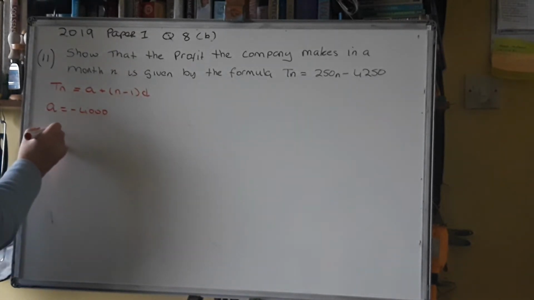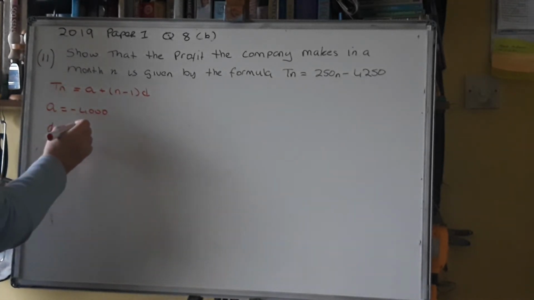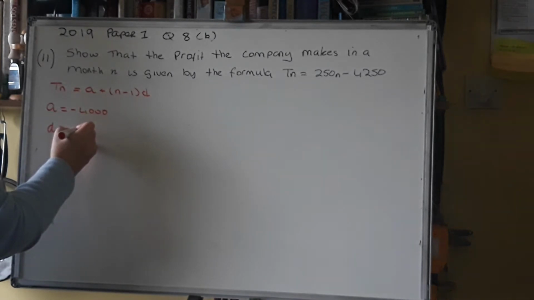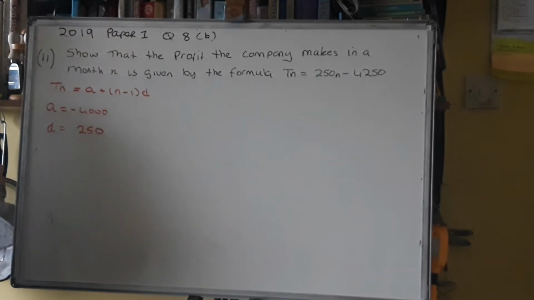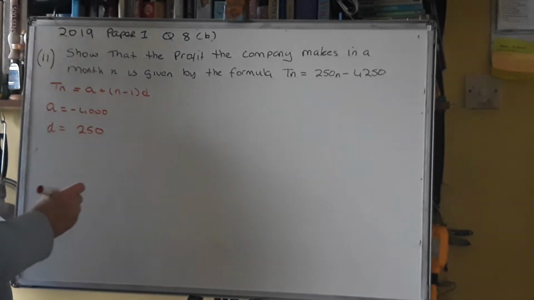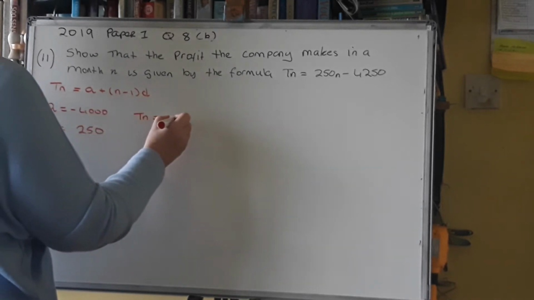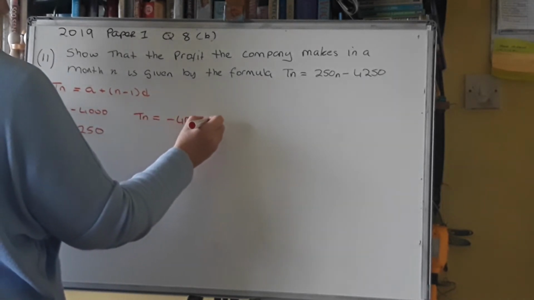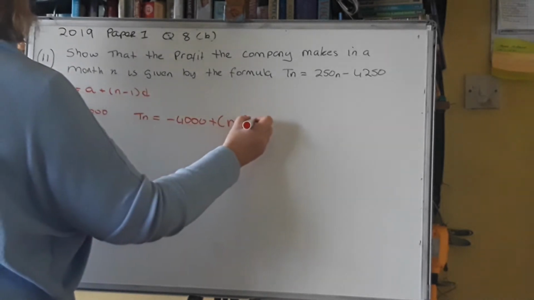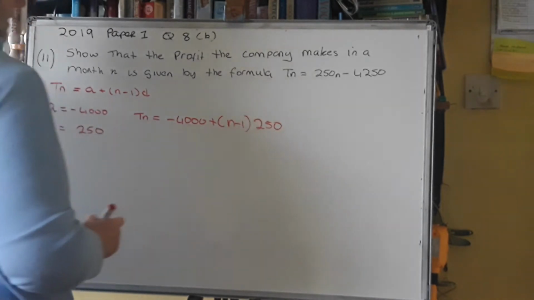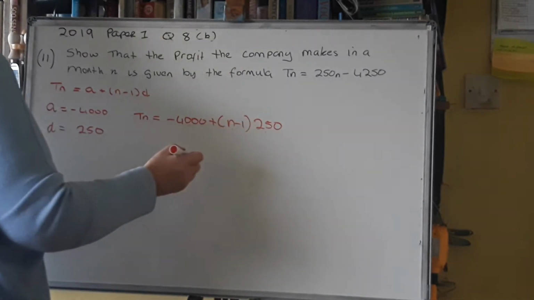And the difference means how much did you take away each time you were working out the month. And each time the profit reduced by 250. So that's your D. So you're simply going to substitute those numbers in for A and D. So Tn is, instead of A, we have minus 4,000 plus n minus 1, and instead of D, we have 250. Okay? So all we need to do here is multiply this bracket by this.